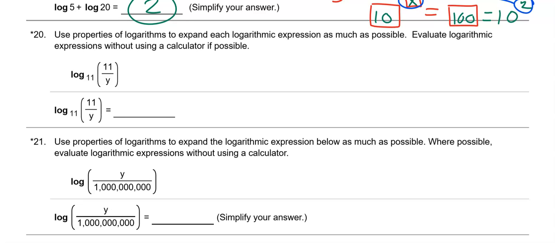Okay, so to continue with what we were working on before, this is an expansion question. Because we see division, we're going to split this up into log base 11 of 11 minus log base 11 of y.